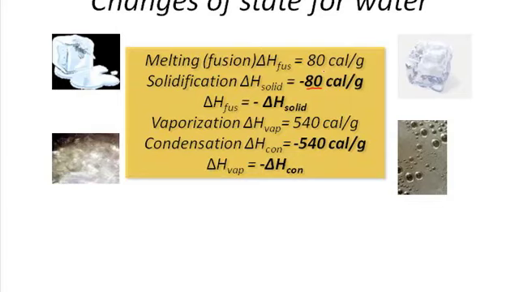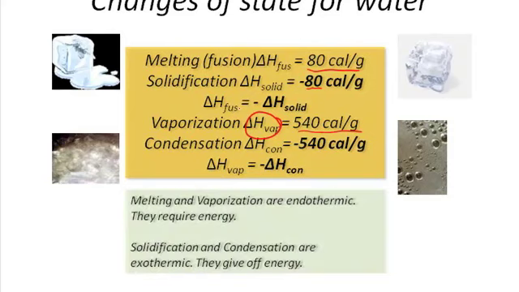So take a look at these two differences. It doesn't take a lot of energy to melt a piece of ice. It takes a lot of energy to take that water and turn it into a gas, which is the reason why it takes a long time to boil water, because of the heat of vaporization. Again, just reiterating the fact that melting and vaporization are endothermic, they require energy. Solidification and condensation are exothermic, they give off energy.